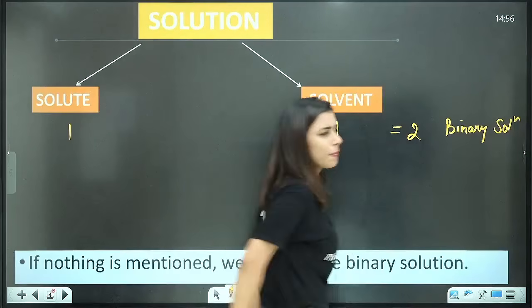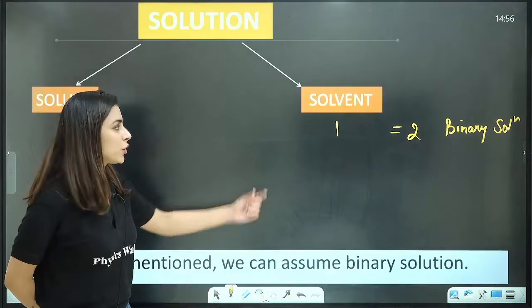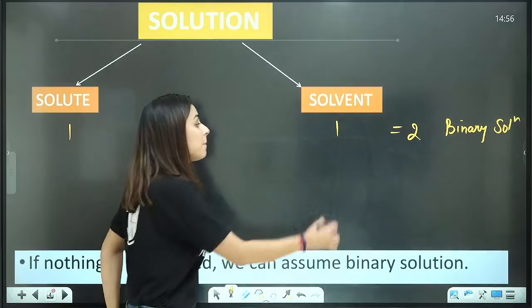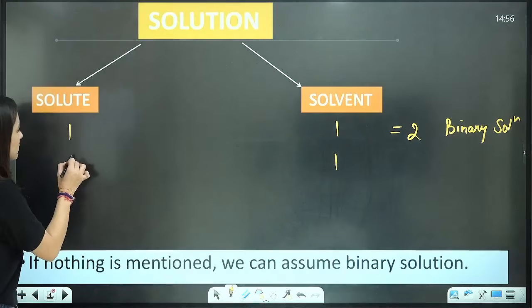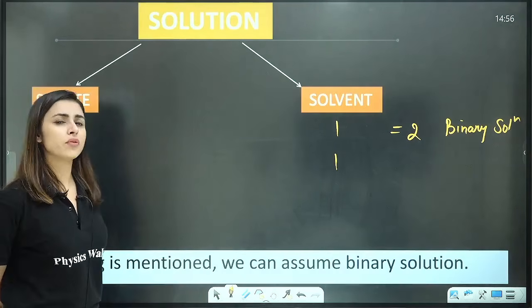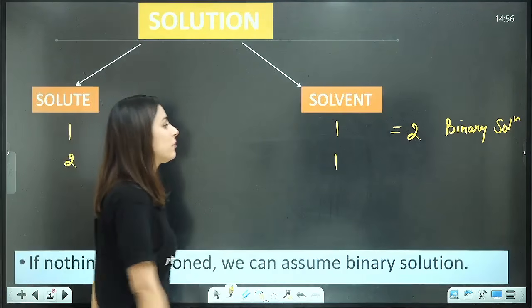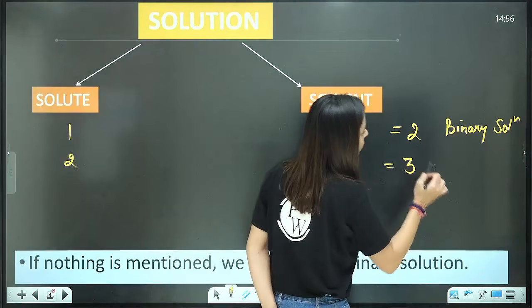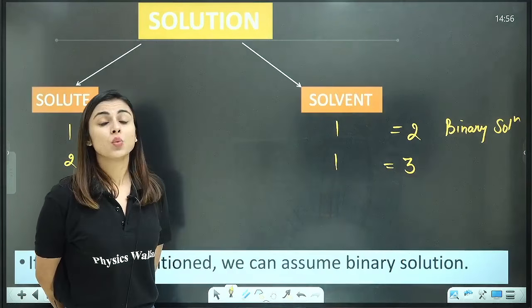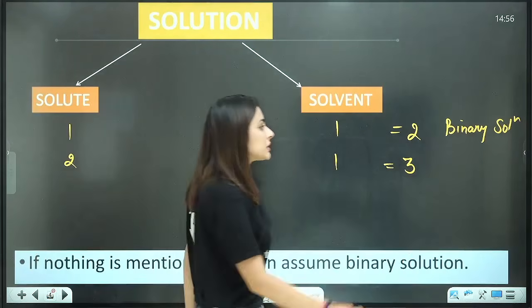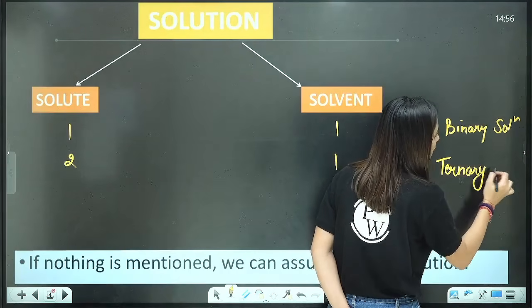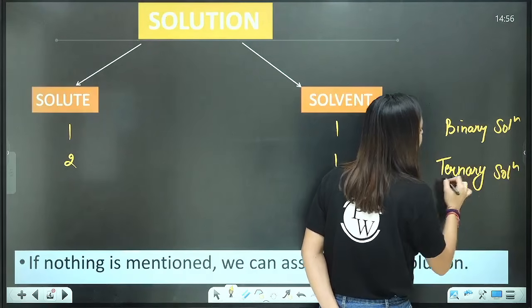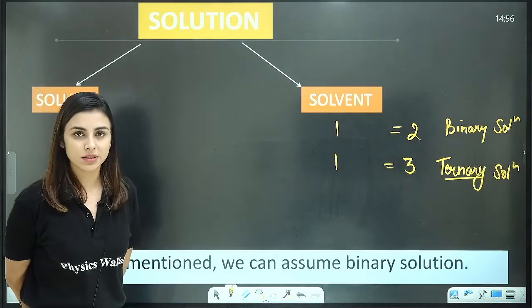Perfect, ma'am. Next, you can have only one solvent. But you can have two solutes. So here is 2, so the total number of components is 3. And we call such a solution a tertiary solution. Tertiary solution or ternary solution. Ternary solution is a better word, so we'll call it a ternary solution.